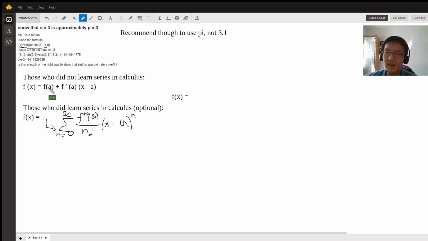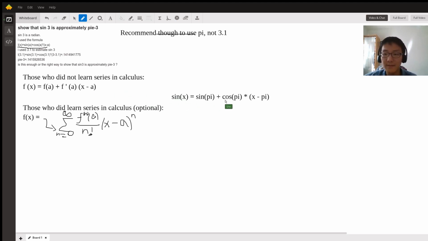Now, this a will be pi, because I recommend that you use pi, not 3.1, mainly because if you know what sine of pi and cosine of pi are, it's easier to calculate, even without a calculator. So that makes it easier to do so. So then sine of x, which I'll quickly edit here, is equal to the sine of a, where a is pi, plus the derivative of sine of pi, which is cosine of pi, times x.